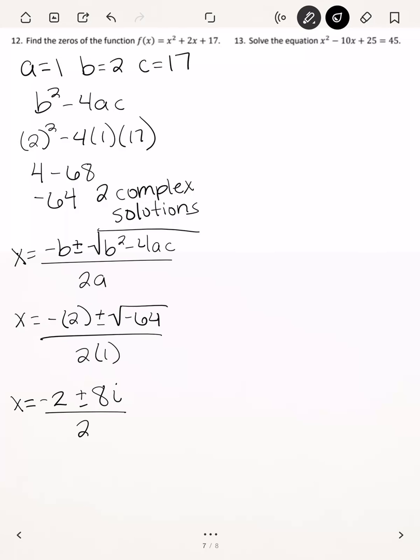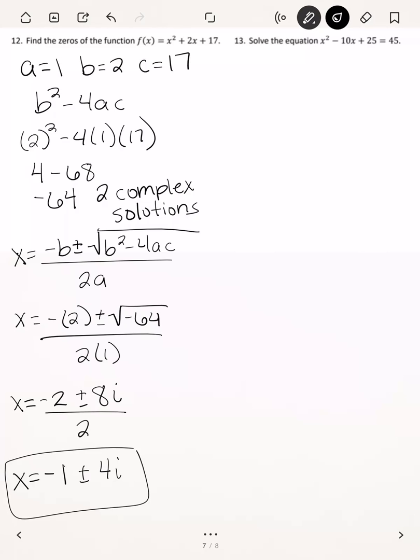If I notice, all my terms are divisible by 2, so I'm going to simplify them. So negative 2 divided by 2 is a negative 1. Plus or minus 8i divided by 2 is a 4i. And I do not have to write it over 1. If you do, that's okay, but you will not see that as an answer choice.